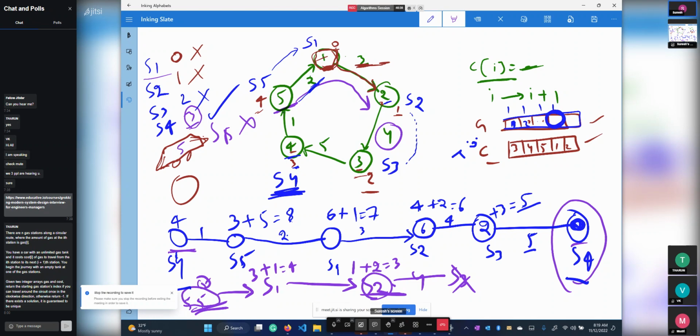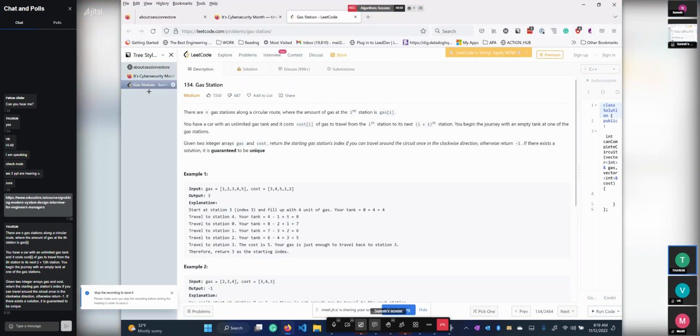Let's assume there is a different input. In this input, you got the answer. In a different input, you tried S4, you tried S5, you tried all the stations, but none of the stations can complete the circle. Then you return -1. That's what they said, right?